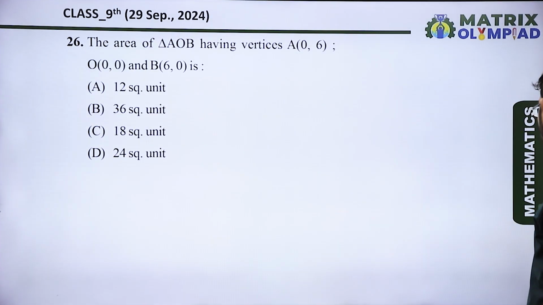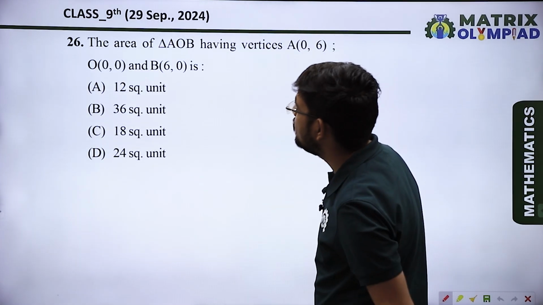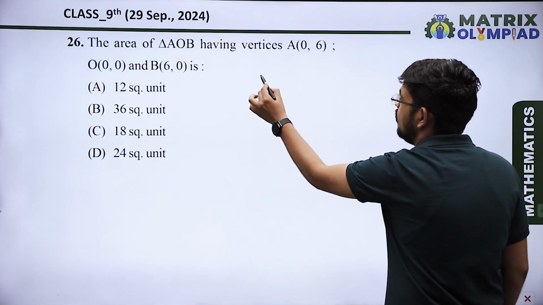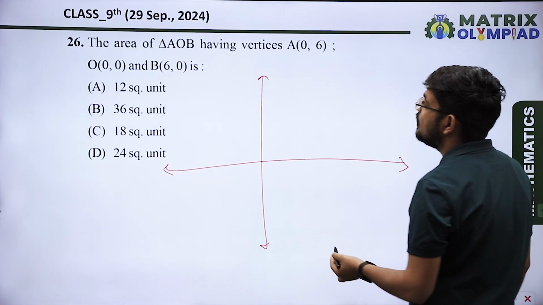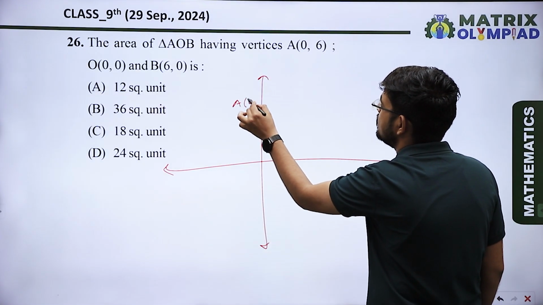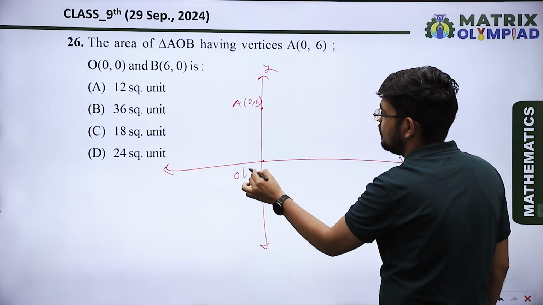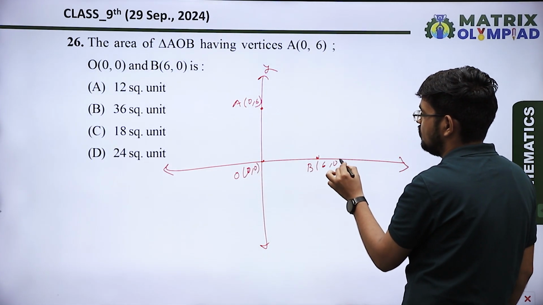Next question: the area of triangle AOB having vertices A (0,6), O (0,0) and B (6,0). So when we represent these points on the Cartesian plane, we will get that A (0,6) lies on the y-axis, and O (0,0) and B (6,0).